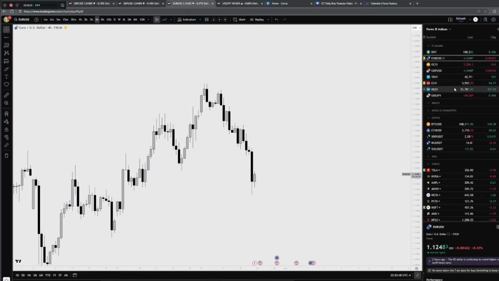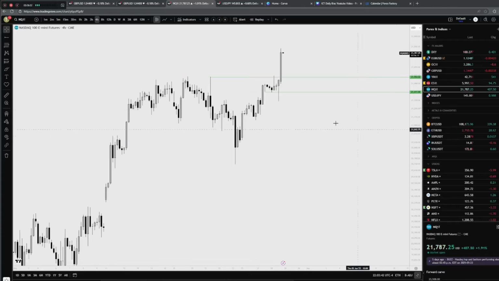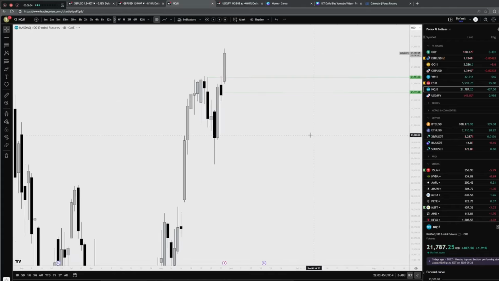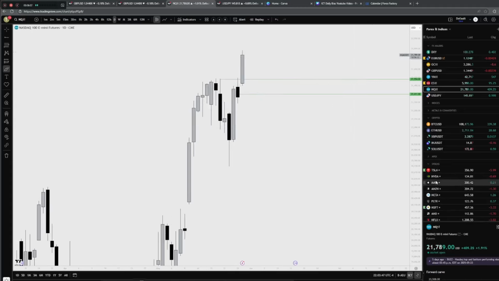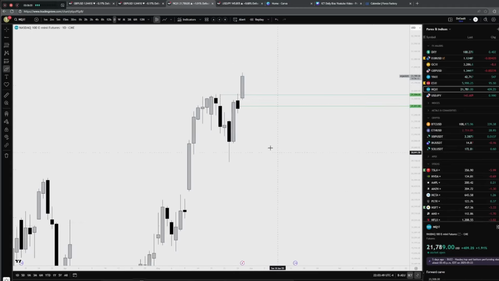Now, contrast that with NQ. NQ was the exact opposite. Starting on the daily time frame, look at this. What do we have here? We have this big bullish impulse. The market had this fair value gap. And then what happens, right?